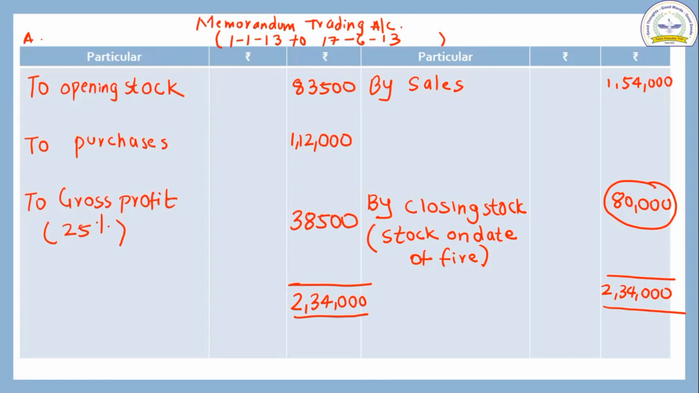But here we don't know whether this 80,000 is destroyed or it is remaining. So for that purpose, we are going to write the second part, that is computing loss. Once we get the actual loss, then only we are going to claim. So second part is computing loss. So what are the steps?